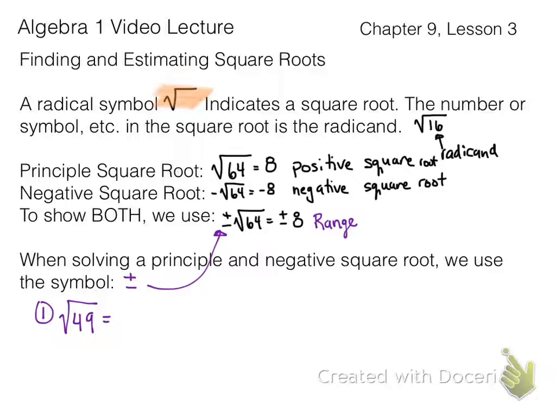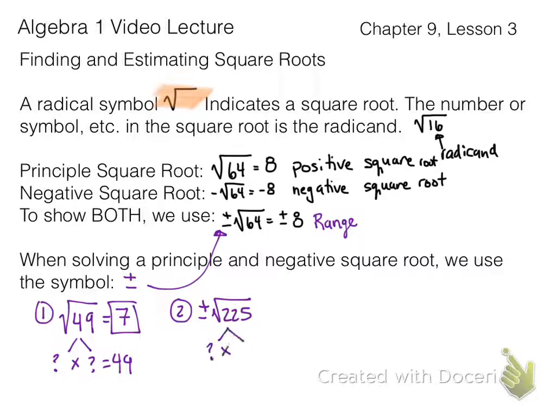So if we have the square root of 49, what times what is 49? Well, most of you should know that is 7. So there you go. So 7 is the answer for that. All right, number 2, plus or minus the square root of 225. What times what is 225? Well, that would be 15, plus or minus 15.